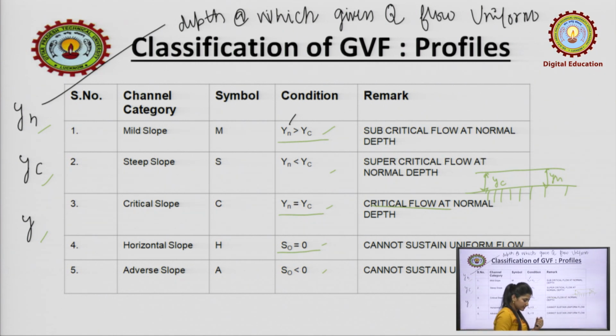Here you can say that under either of these conditions flow cannot be uniform. In both of these sections, for horizontal and for adverse condition, you can never find, or it can never sustain, uniform flow within it. Else, for mild, steep and critical, they behave accordingly.